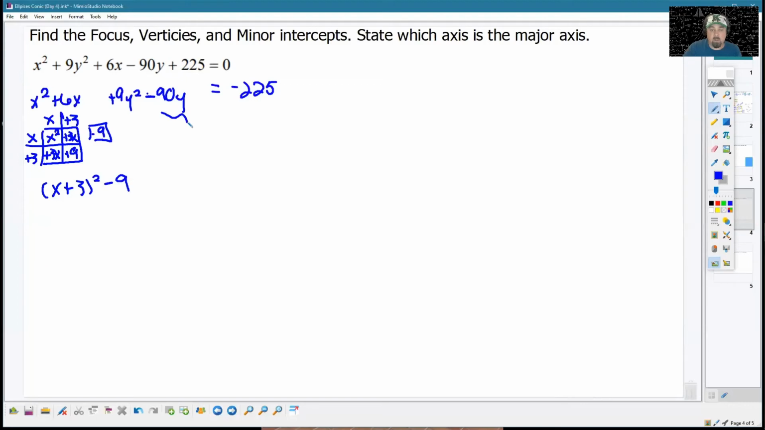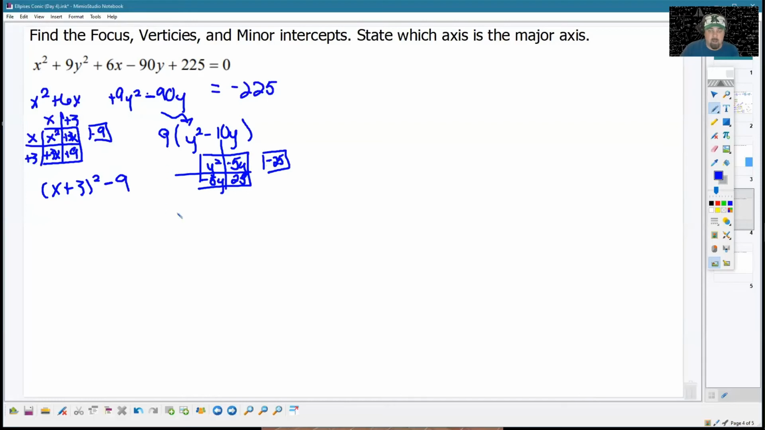Now this one's going to be a little bit tougher because I've got to factor that 9 out first. So that's y squared minus 10y. And I'm going to put this into the box with the extra box, just like I did before. So we're going to get y squared here. We're going to split this in half. That's negative 5y. That's negative 5y. And then we're going to go negative 5 times negative 5, and that gives us 25. So that's minus 25 right here.